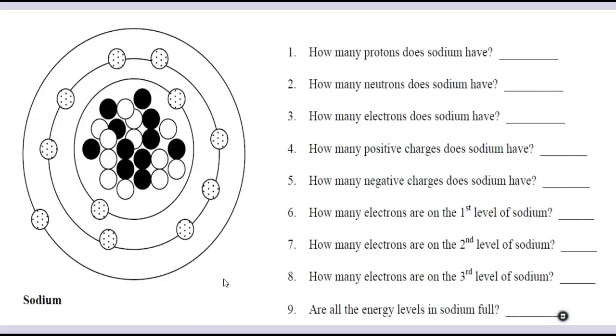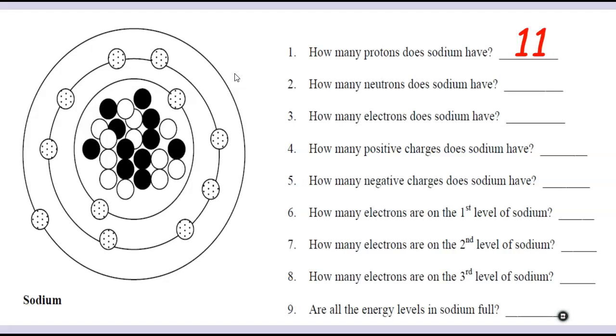Now let's look at the sodium Bohr diagram. So again, knowing the models that the black ones are the protons, which are positive, the white ones are the neutrons, which are neutral, meaning no charge, and then the ones with the dots on the outside the nucleus are the electrons, which are negative. So all we're doing is counting. So how many protons does sodium have? Again, when we count, you will count 11.